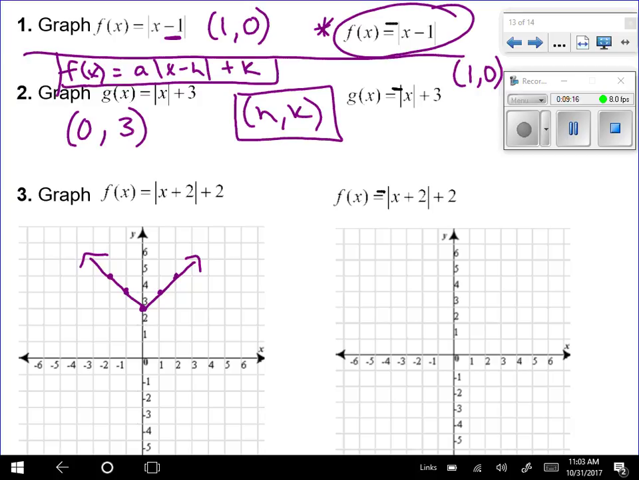So that would be our graph for g of x equals the absolute value of x plus 3. And you can test those out. So if I plug 1 in there, the absolute value of 1 is 1. 1 plus 3 is 4. The absolute value of negative 1 is 1. 1 plus 3 is 4.